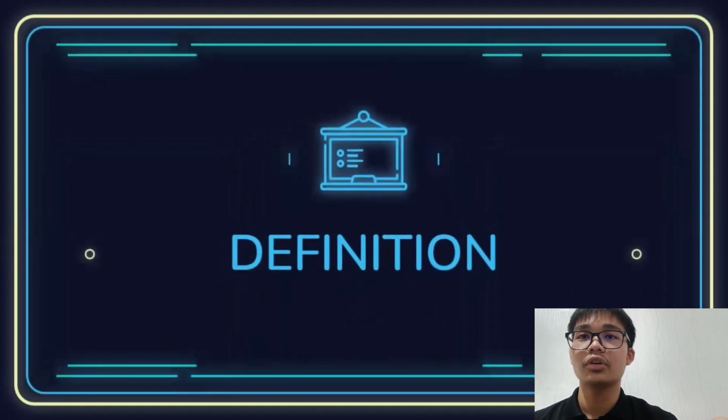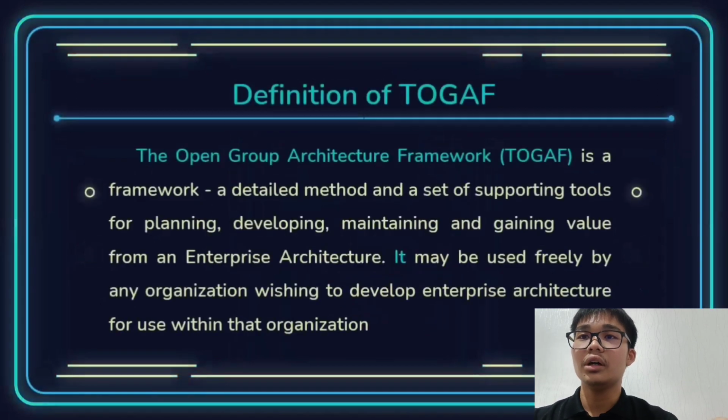First, the definition of TOGAF. The Open Group Architecture Framework, or TOGAF, is a framework, a detailed method, and a set of supporting tools for planning, developing, maintaining, and gaining value from an enterprise architecture. It may be used freely by any organizations wishing to develop enterprise architecture for use within that organization.